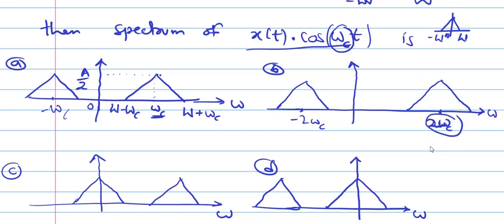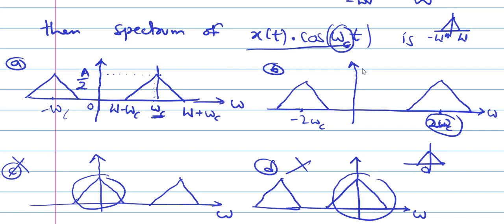Your original triangle looks like this, so this is the origin, and this origin will be shifted by omega c units. The origin of the triangle shifted by omega c units. Okay, so on the right side as well as on the left side it gets shifted by omega c. In option C, at origin we have the signal. In option D also at origin we have the signal. So these are not correct because the spectrum gets shifted on both right side and left side by omega c units, not by 2 omega c. So again option B is eliminated.